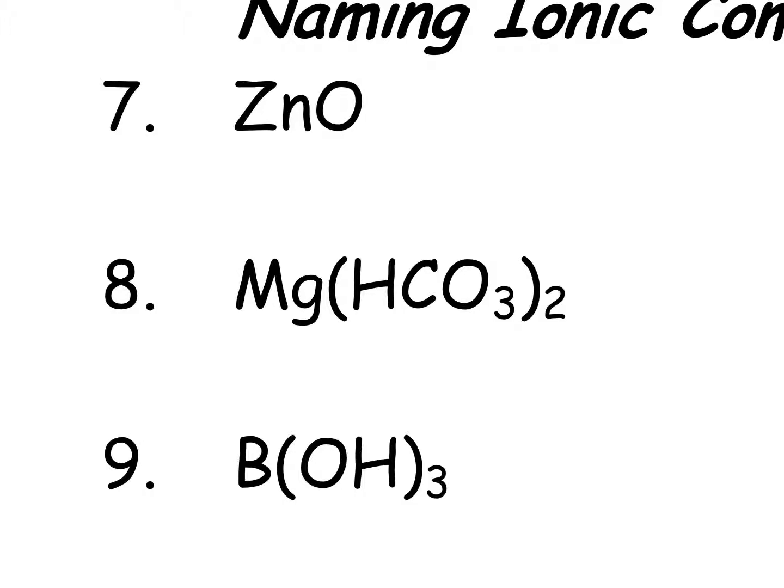If you look at number 7, we have zinc and we have oxygen. So my cation is zinc. Now zinc is a transition metal, but it is one of the ones we know its charge. It doesn't have more than one charge, so it does not need a Roman numeral. So it is just zinc, and the anion is oxide. Zinc oxide.